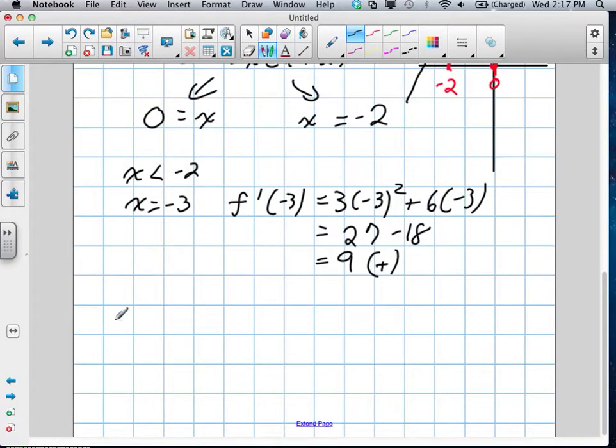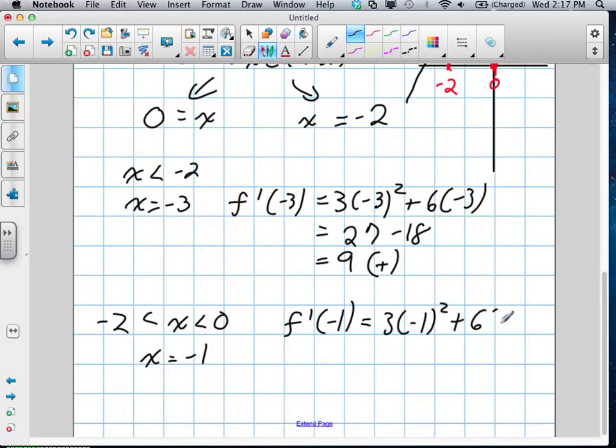So now our next value we need to find is when x is between, not 0, but -2 and 0. So when x is greater than -2 but still less than 0, because we know we have another critical point at 0. Well, again, I'm going to choose a value. Let's go with when x is -1. So f prime at -1 is equal to 3(-1) squared plus 6 times -1. This gives us 3 subtract 6, and in which case we get a -3.